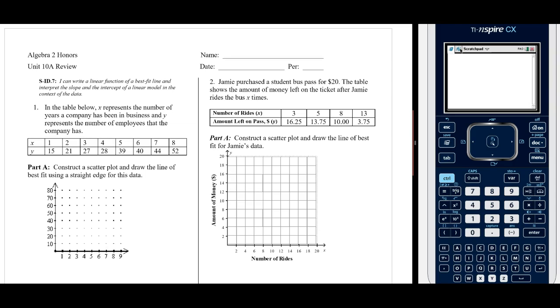Alright, this is the statistical regression unit review. Starting with number 1. The table below, X represents the number of years a company has been in business, and Y represents the number of employees the company has. Construct a scatter plot and draw a line of best fit using a straight edge for the data.